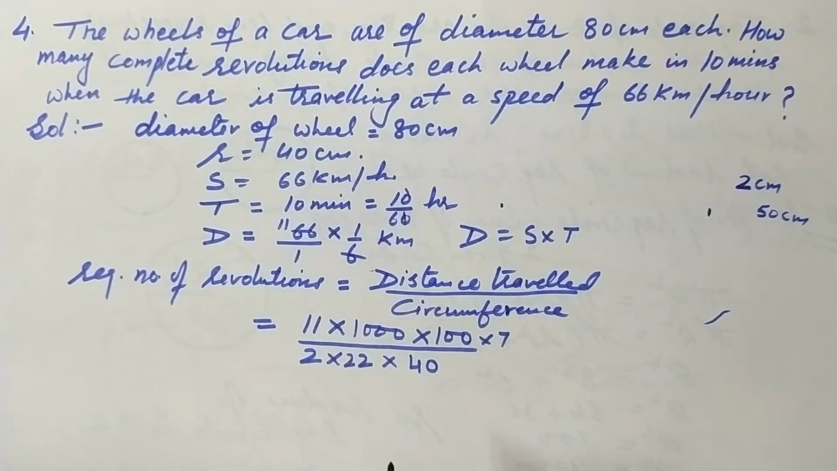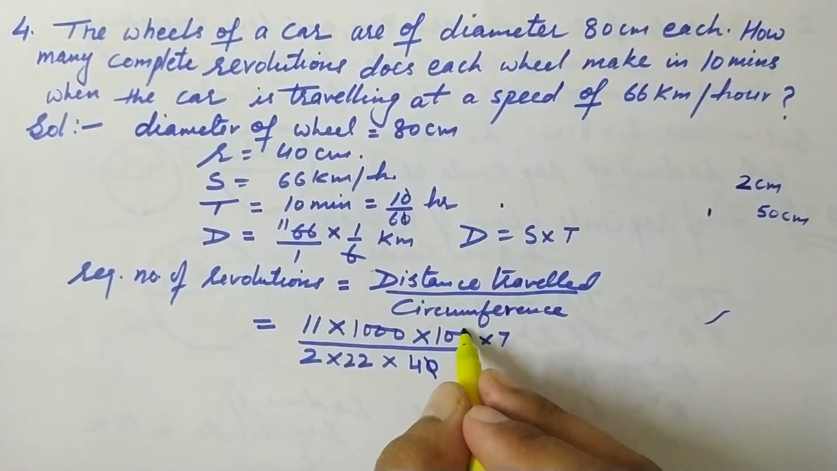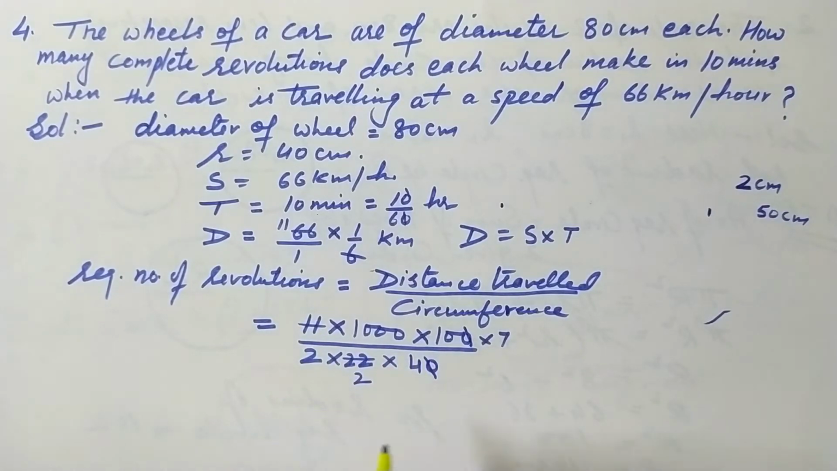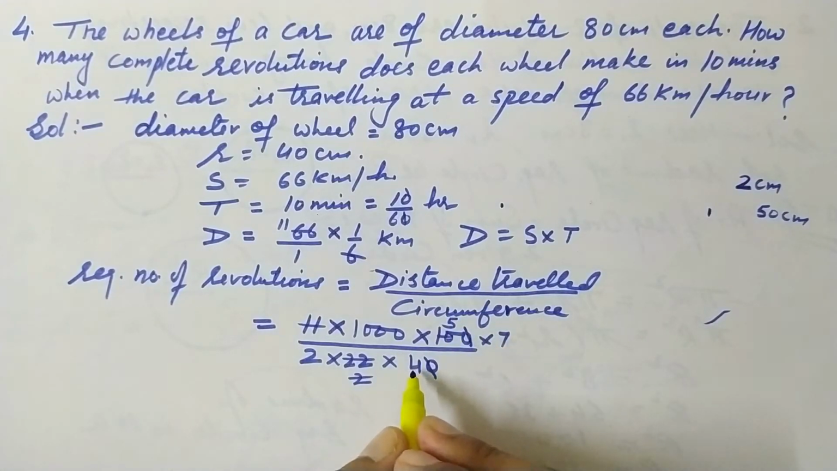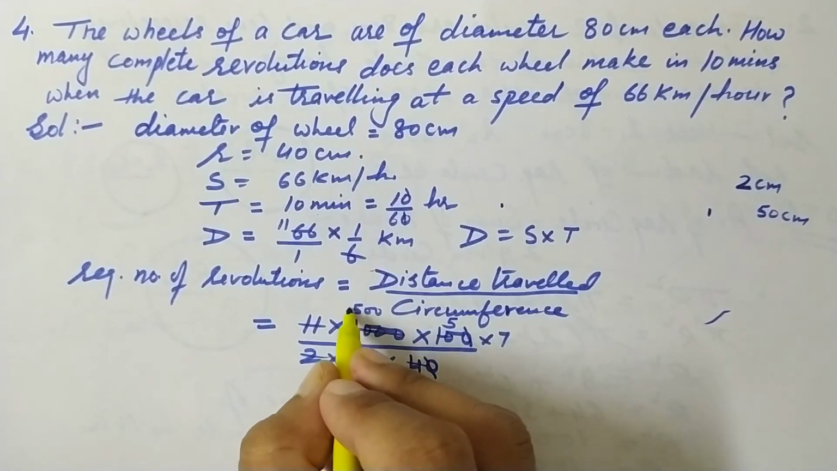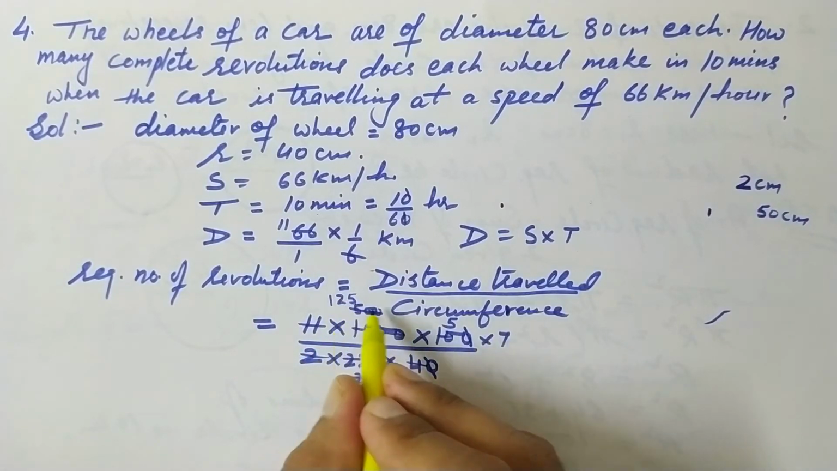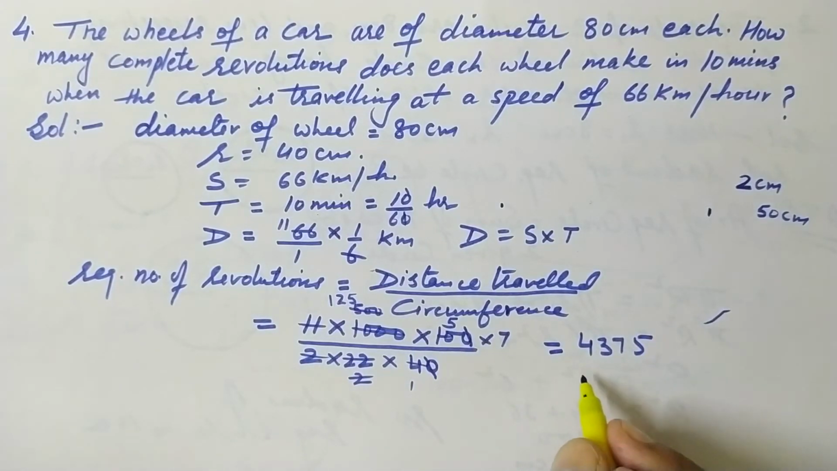Okay, so now you cancel all these. See here, the zeros cancel, right? Then 11 ones are 11, twos are 22, right? Again you can see 2 ones are 2, 5s are 10. So with 4, if you divide this, 4 ones are 4, 4 twos are 8, and 125 into 37, if you multiply, it is 4375. 4375 revolutions will be the answer.